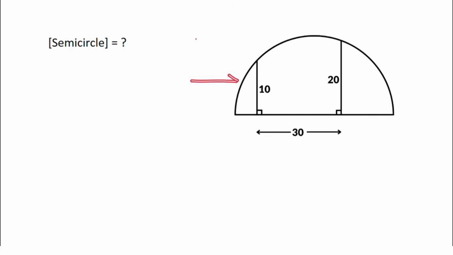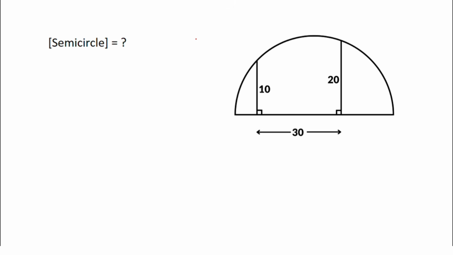Take a look at this. We've got a semicircle. On the left side, there's a vertical line going up to the curve, and its height is 10. On the right side, another vertical line. This one has height 20. And the distance between those 2 points at the bottom is 30. The question is simple. What's the area of this semicircle?